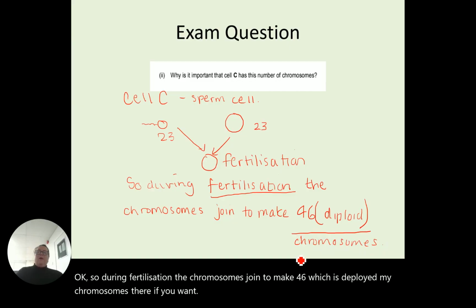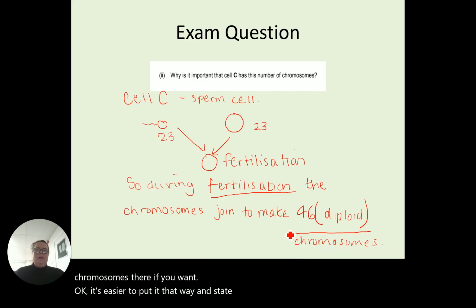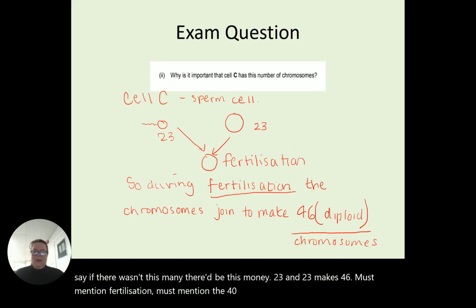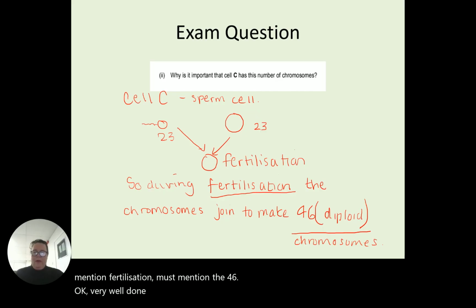Okay, it's easier to put it that way and state the facts than try and do the reverse and say, well, if there wasn't this many, there'd be this many. 23 and 23 makes 46. Must mention fertilization, must mention the 46. Okay, very well done if you got that far.